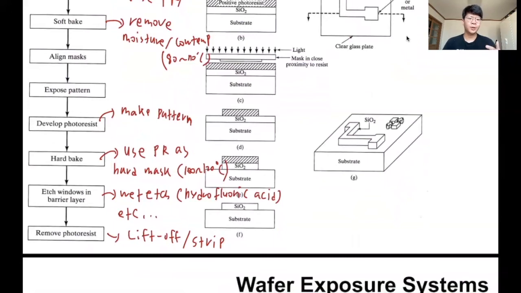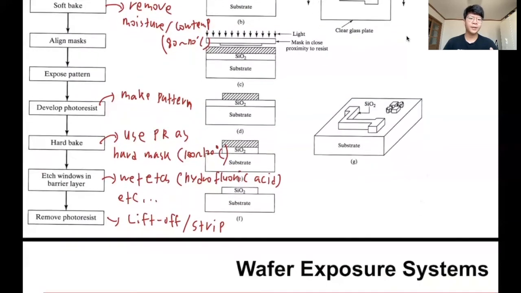In etching, we normally use wet etch, which uses hydrofluoric acid or something else. After that, we remove the photoresist, the lift off or strip procedure.